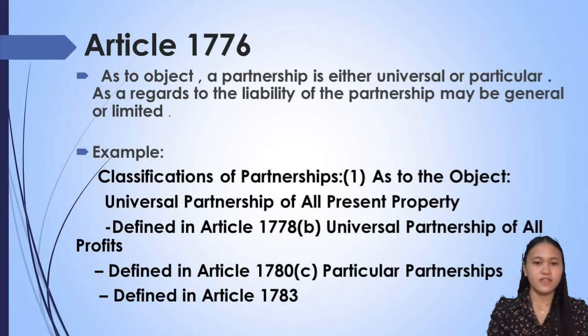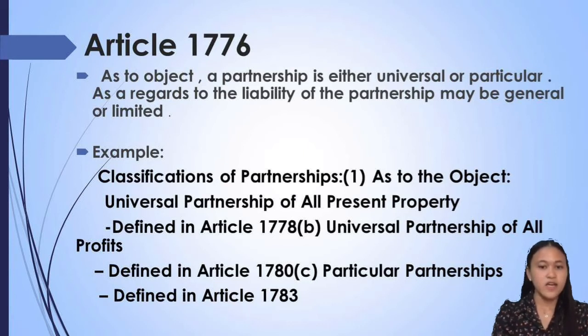Article 1776. As to object, a partnership may be either universal or particular; as regards the liability of the partnership, it may be general or limited. Example: classifications of partnership. 1. As to the object: A. Universal partnership of all present property, defined in Article 1778. B. Universal partnership of all profits, defined in Article 1780. C. Particular partnerships, defined in Article 1783.